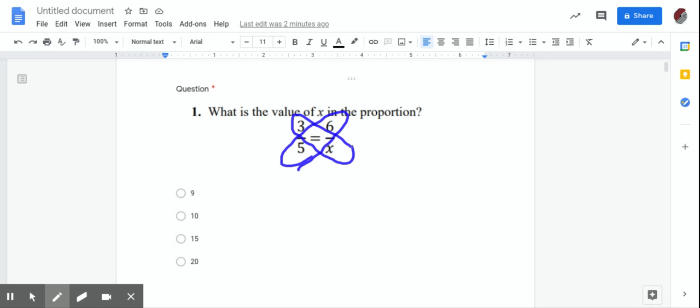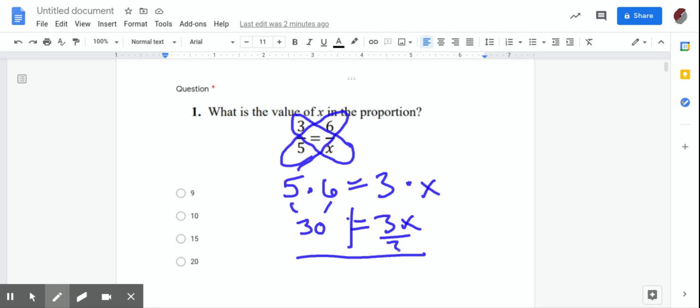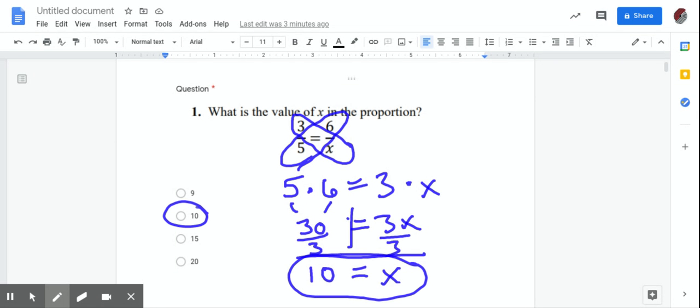And so I'm going to circle the two diagonals, and I'm going to multiply 5 times 6 because those are diagonal, and set that equal to 3 times x. And so then I'm going to multiply 5 times 6 is 30 equals 3 times x is 3x. And then I'm going to divide both sides by 3 to isolate the variable, or get x by itself. And 30 divided by 3 is 10 equals x. Just like this. So that is the answer to question number 1.